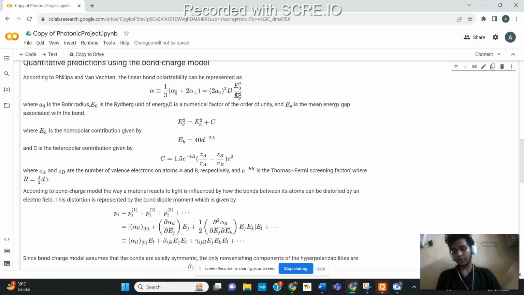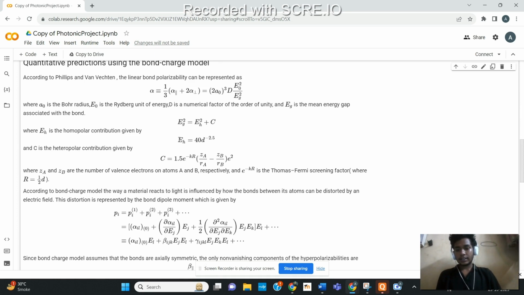E0 is the Rydberg unit of energy, which is equal to m e⁴ divided by 2(4πε0)² ħ². And D is a numerical factor of the order of unity, and Eg is the mean energy gap associated with the bond. Eg can be represented by this equation, where Eh is the homopolar contribution given by Eh = 40 d^-2.5, and C is the heteropolar contribution given by this equation.